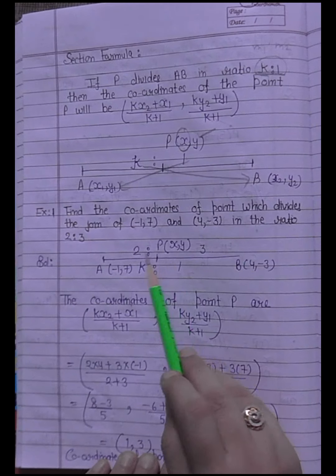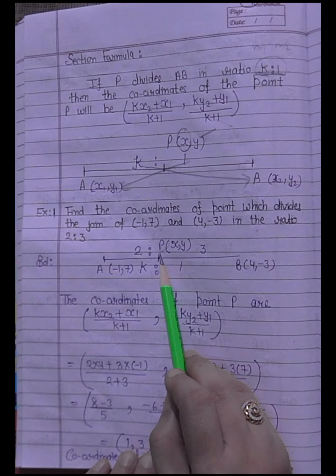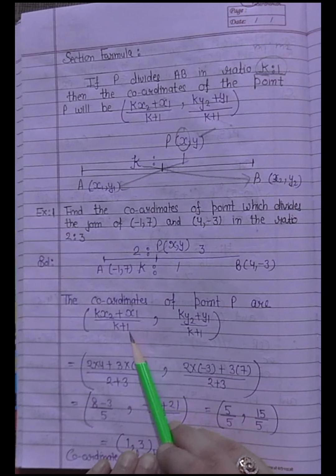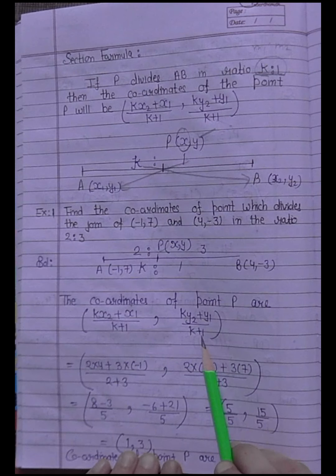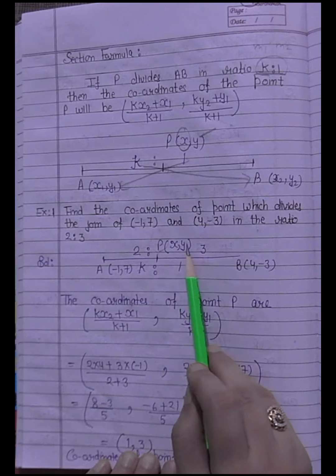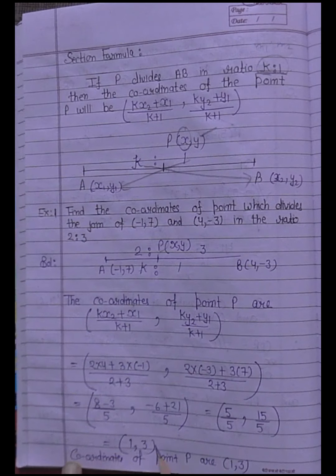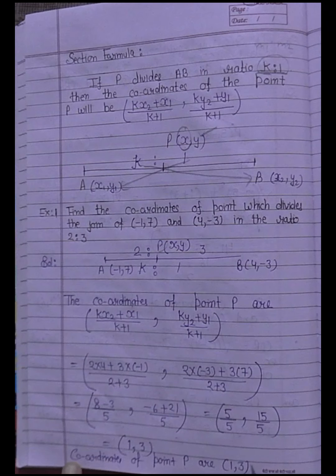And let us consider this as k ratio 1, and we know that the coordinates of the point P are given by (kx2 plus x1) by (k plus 1) and (ky2 plus y1) by (k plus 1). So by putting all the values in this section formula, I am getting (1, 3). It means the coordinates of the point P are (1, 3).